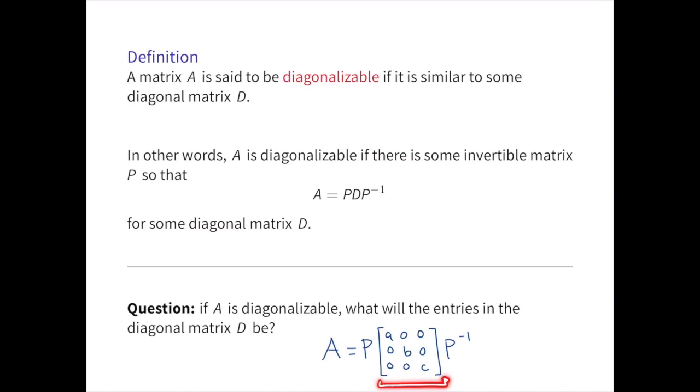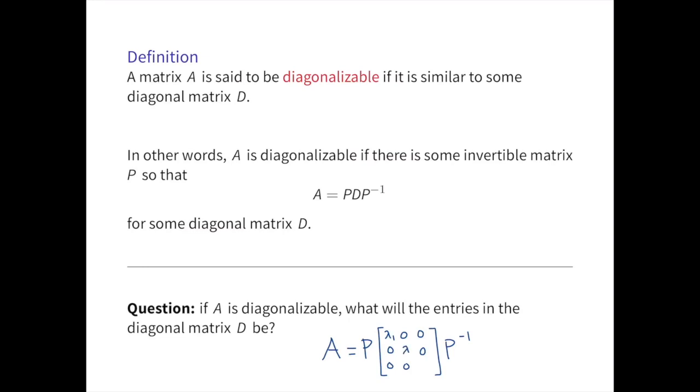On the other hand, notice that two similar matrices have to have the same eigenvalues. So in other words, whatever the eigenvalues of the matrix D are, those will be the same thing as the eigenvalues of the matrix A. So these values a, b, and c that we wrote down there really have to be the eigenvalues of the matrix A.